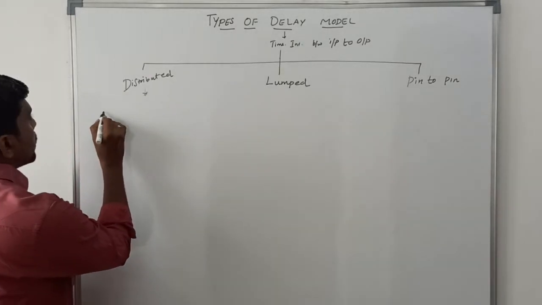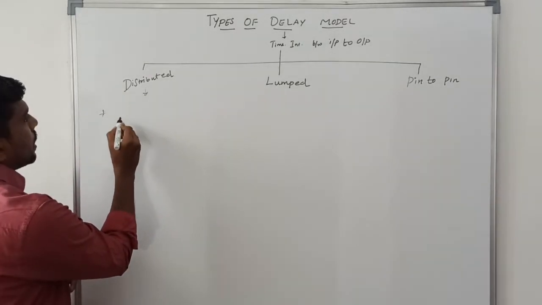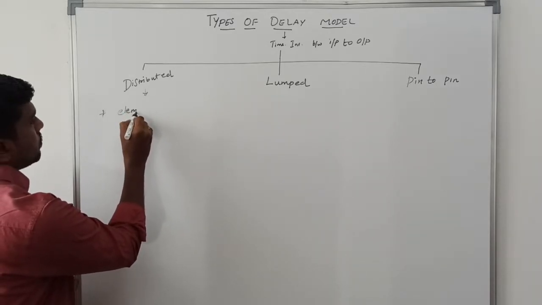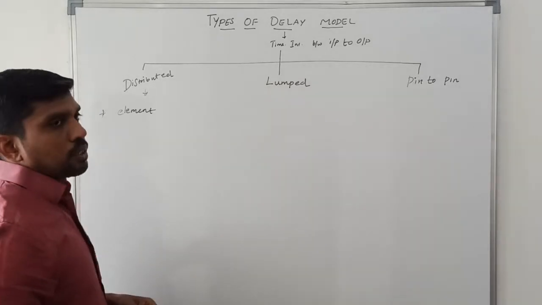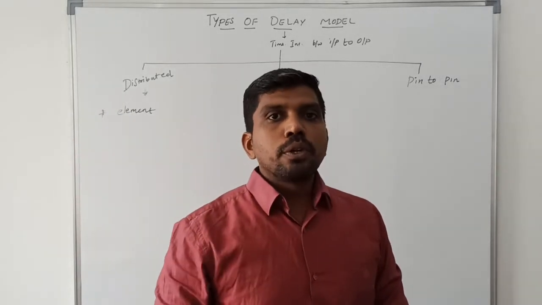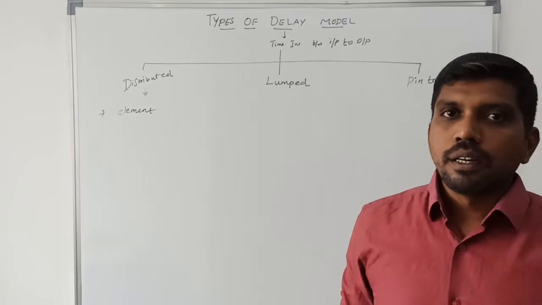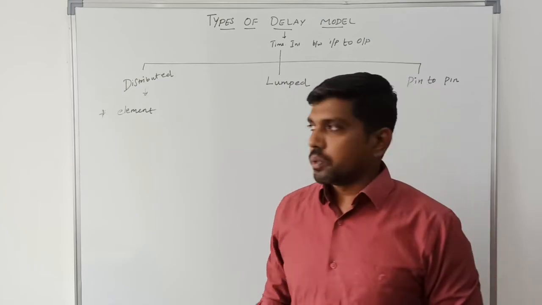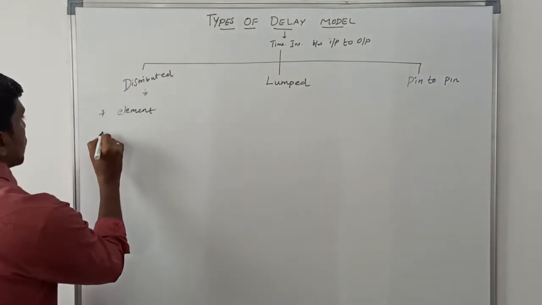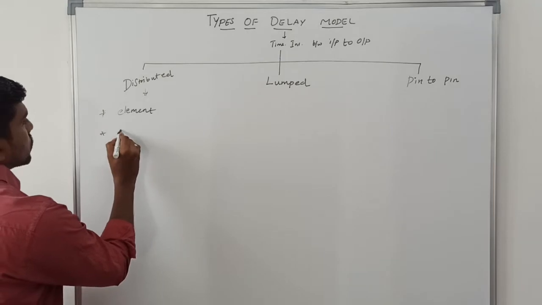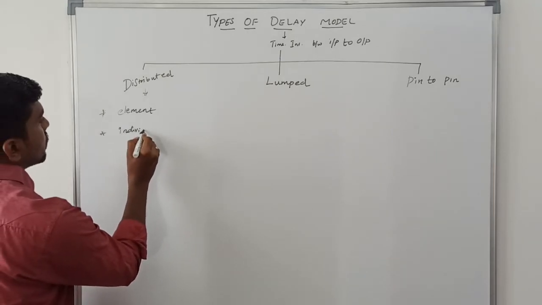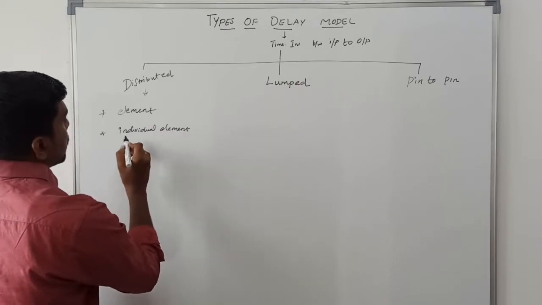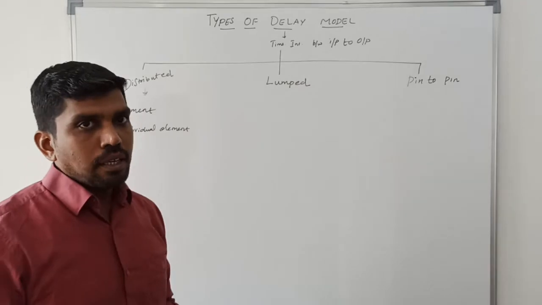In this distributed delay model, the delay is applied per element. In the logic circuit, multiple elements are used. For each element you assign the delay. After the delay only, the gate is processed and releases the output. So the delay is applied to the individual element.